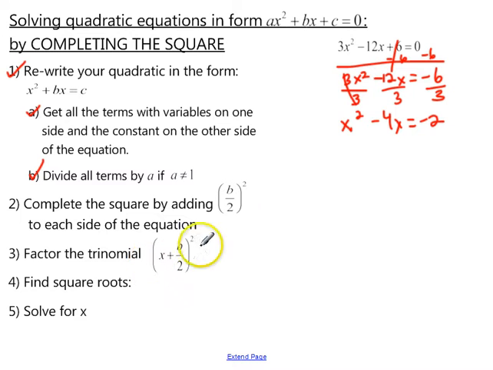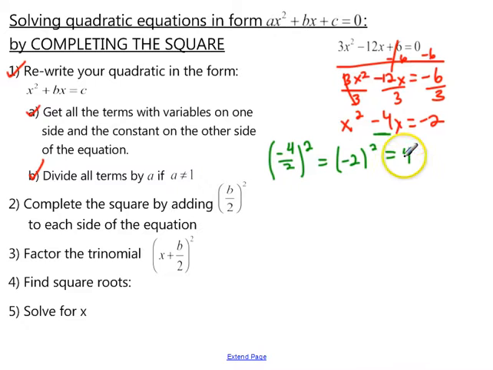And now we're done with the second step in part 1, and we can move on to step 2. We want to complete the square by adding b over 2 squared to each side of the equation. So first let's calculate what that actually is. B is the coefficient of the x, so we have negative 4 over 2 quantity squared. So negative 4 divided by 2 is negative 2, and when we square that, we get positive 4. So we want to add that to both sides of the equation.